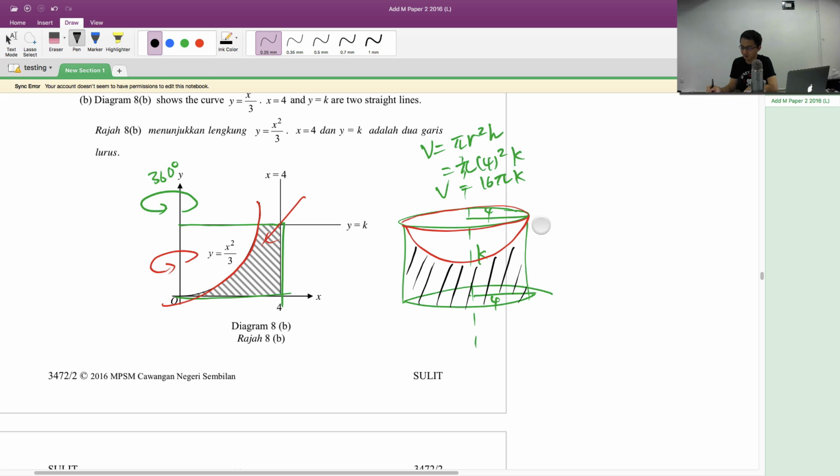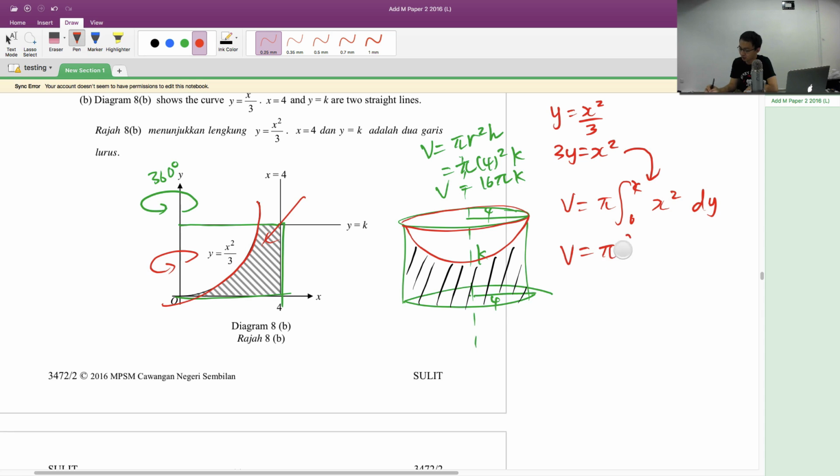The red color one is very easy because we learned about integration. The volume for integration is just pi, I can leave outside. This one is from 0 to k. And then because it's about the y-axis, it should be x squared dy. So I will need to have the equation in terms of x squared. My equation right now is y equals x squared over 3. So I will make x squared the subject. So 3y equals x squared. Now I have x squared already, I substitute in here. So it equals 0 to k, this is 3y dy.